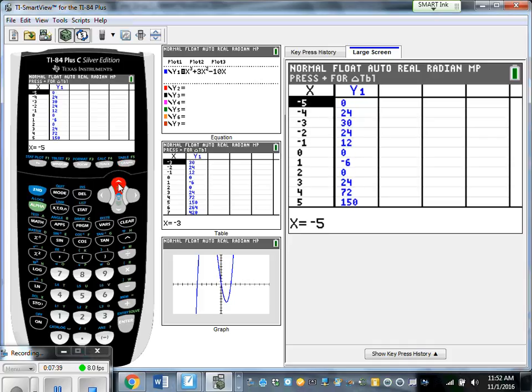They call it finding your zeros. At negative 5, my y value is 0. At 0, my y value is 0. And at 2, it's 0. So when it's asking you to find the zeros, it wants to know where is your y value 0? Negative 5, 0, and 2. Cool, right?